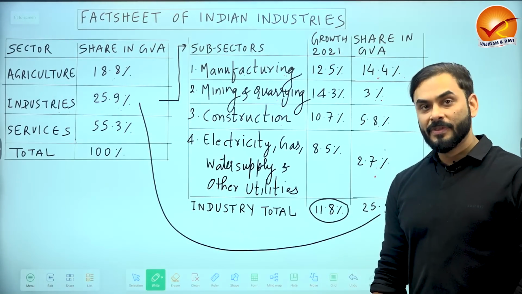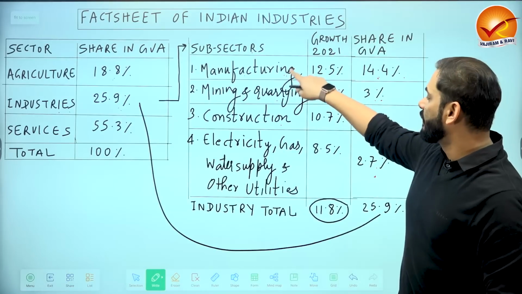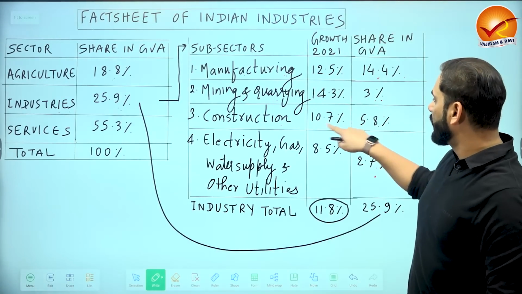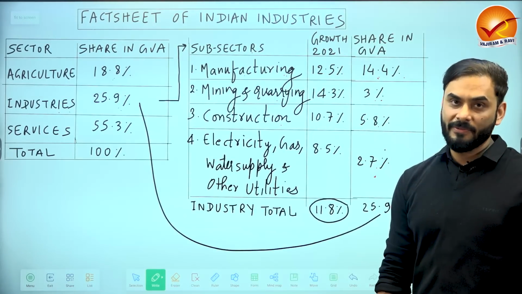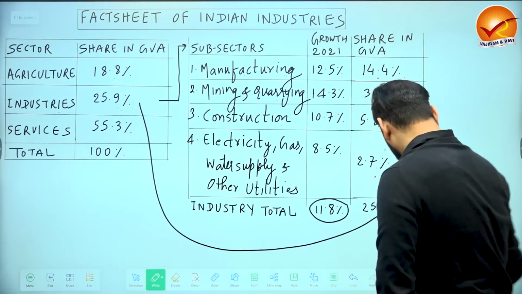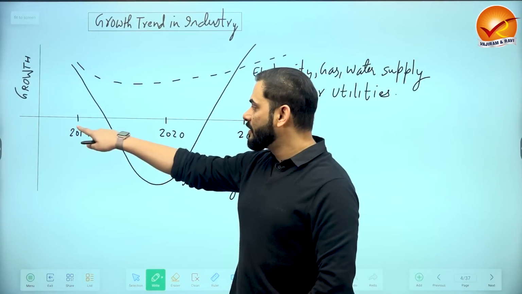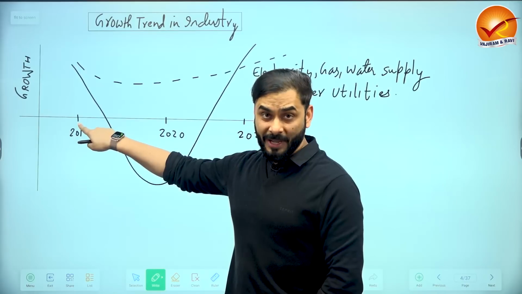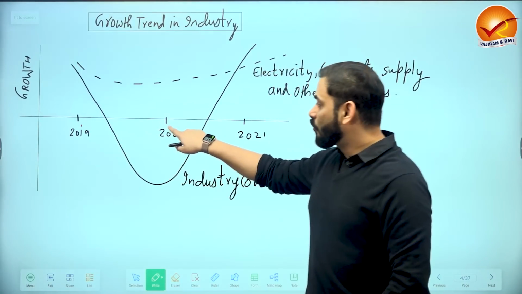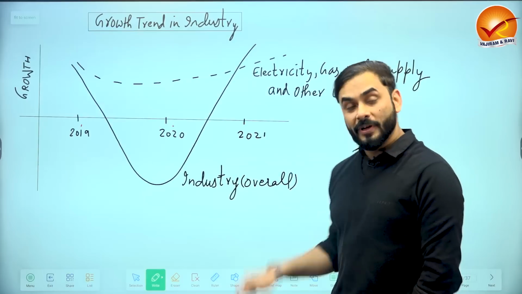11.8%. All right. And what is the growth rate of these components? 12.5, 14.3, 10.7, 8.5. All right. Now, if you look at a timeline, which means starting from 2019, this is pre-COVID, mind you. This is COVID and this is post-COVID.